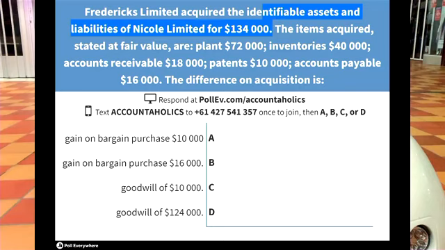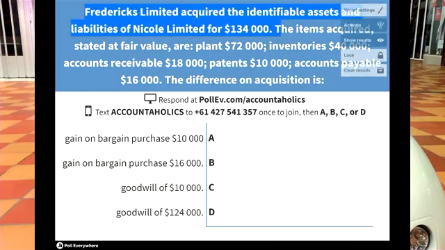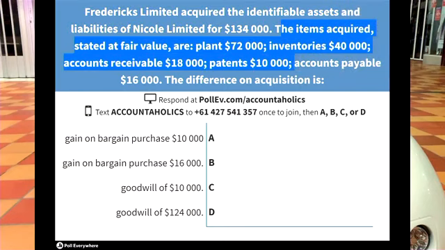And what they gave for this amount, that's the consideration. All right, the consideration the acquirer gave, and here are the items acquired. What are they? Plant 72, inventory 40, accounts receivable 18, patent 10, accounts payable 16. So there are assets and liabilities here.